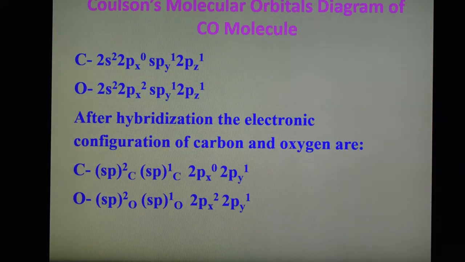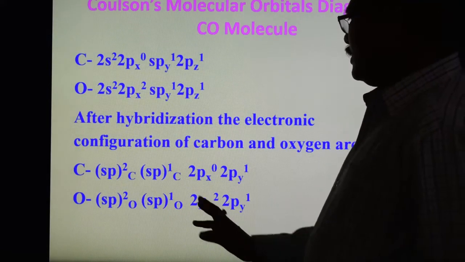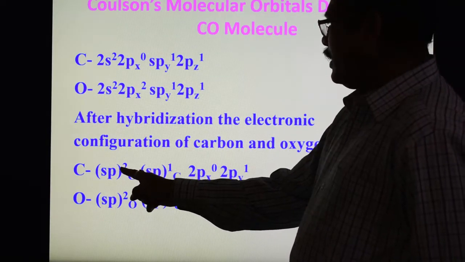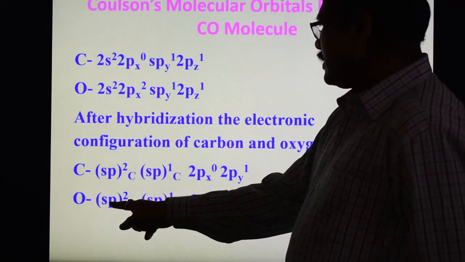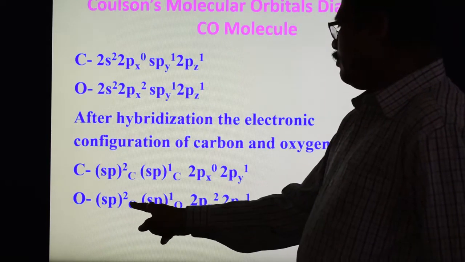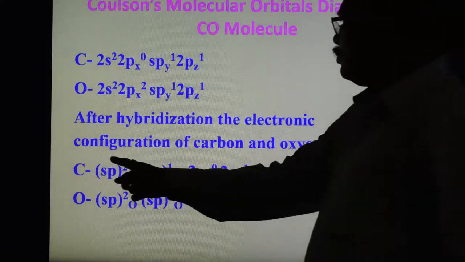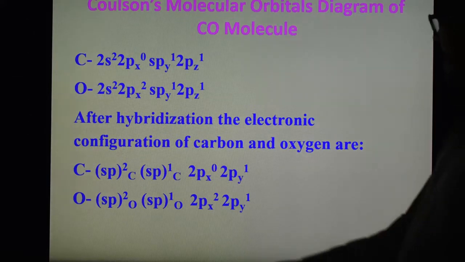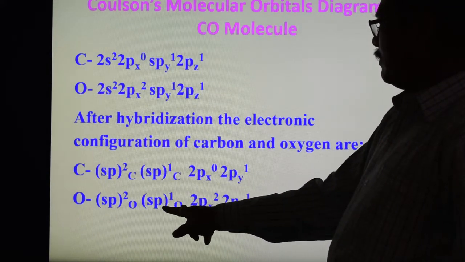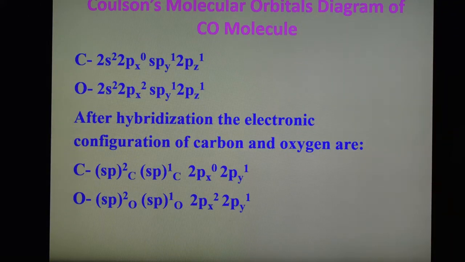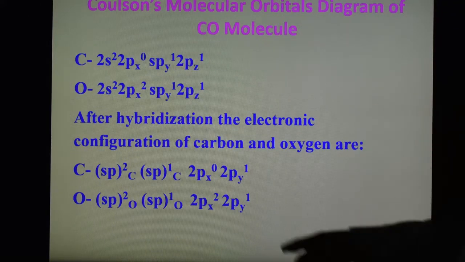Now what is the MO diagram? From this configuration it is known that the orbital already has two electrons, which means it is a lone pair on carbon. Again, in the case of oxygen, there are two electrons in the orbital, therefore there is a lone pair on oxygen. So these are the two lone pairs, one on carbon and the other on oxygen. And now the hybrid orbital of carbon and the hybrid orbital of oxygen overlap, forming two orbitals, sigma sp and sigma star sp, bonding and antibonding.